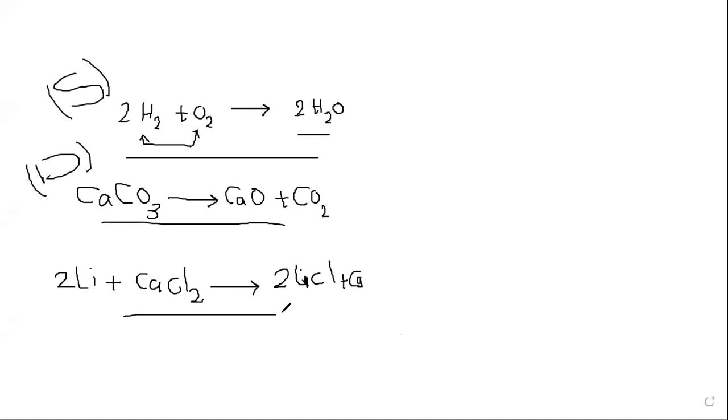Because one element replaces another element. Here you will find that Li replaces Cl, it kicks it out and takes its place. It combined with chlorine. So that means Li substitutes calcium, forming lithium chloride.